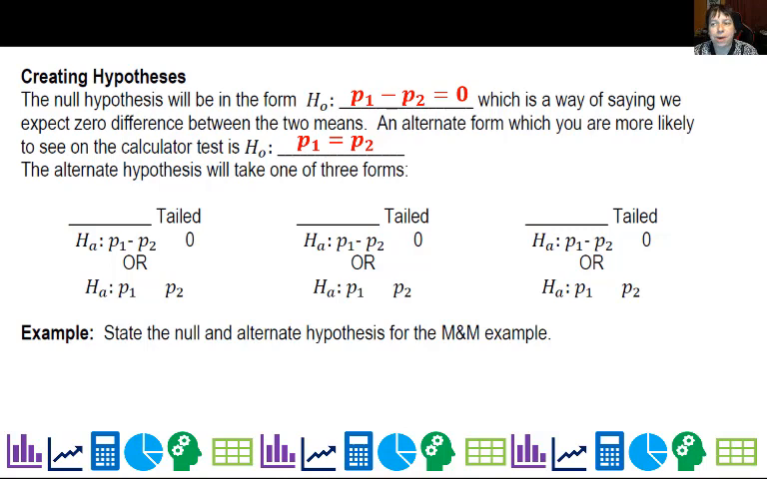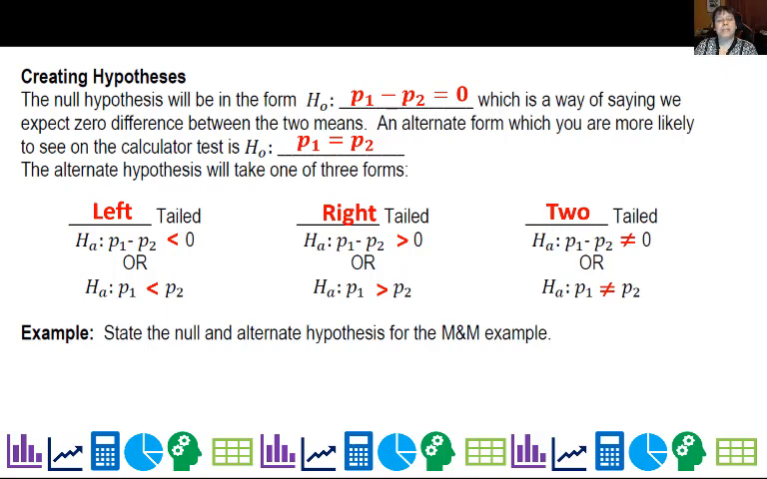Our alternate hypothesis still takes the same three forms. It's either left-tailed, where P1 minus P2 is less than 0, or P1 is less than P2. It's right-tailed, where P1 minus P2 is greater than 0, or P1 is greater than P2. Or it's two-tailed, where P1 minus P2 just isn't 0. We don't care if it's high or low, which means P1 just isn't equal to P2. We don't care which one's bigger.